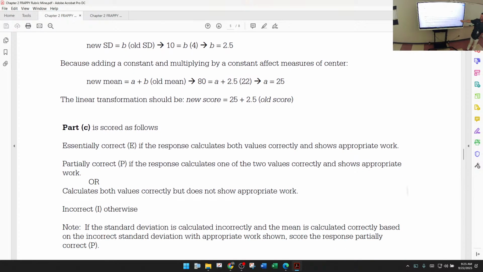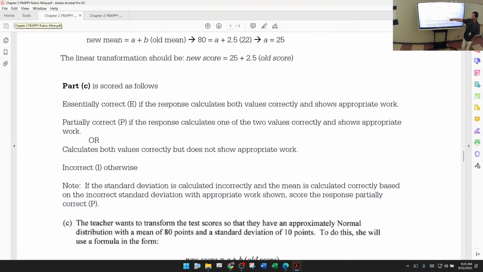Here's how you're going to get your points for this one. E, the response calculates both values correctly and shows appropriate work. So basically something. Partially correct if the response calculates one of the 2 values correctly and shows work, or calculates them both correctly, but you did not show any work. Incorrect otherwise. Note, if the standard deviation is calculated incorrectly and the mean is calculated correctly based on the incorrect standard deviation, then you can score it partially correct. Not that anybody would do that.